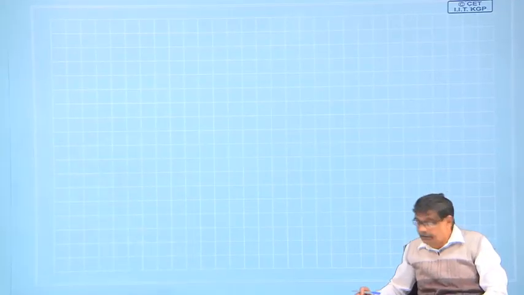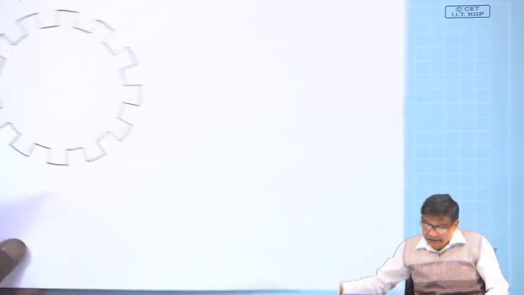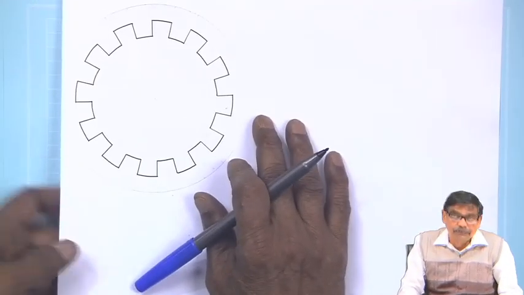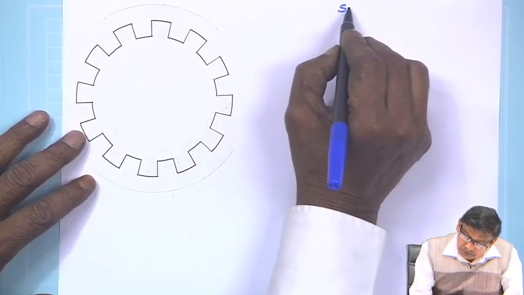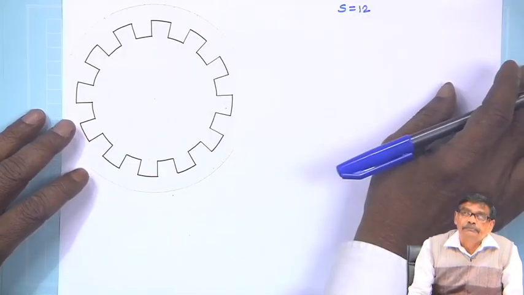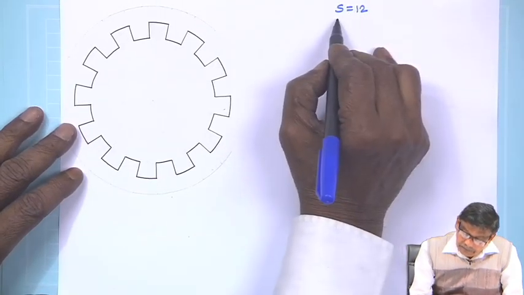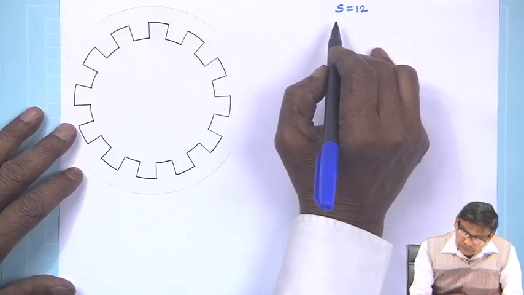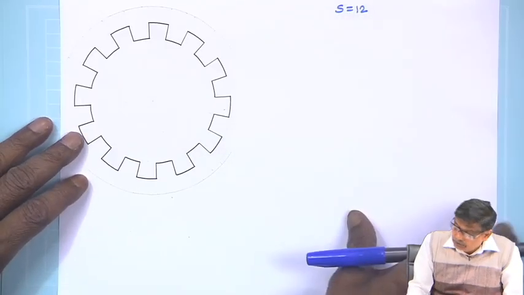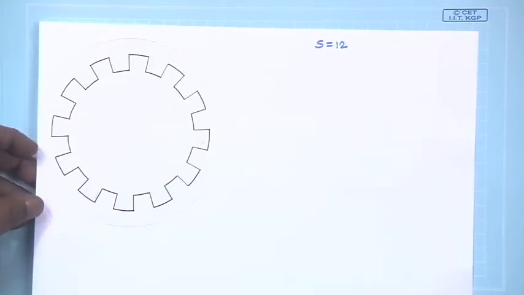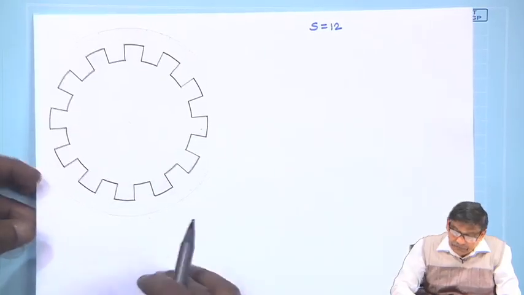Only thing, to give a complete treatment to this, I will try to see what happens if it is a 4 pole winding. Suppose the same 12 slots, I say that S equal to 12, or S equal to 24, suppose S equal to 12. Okay, we will continue this next time.